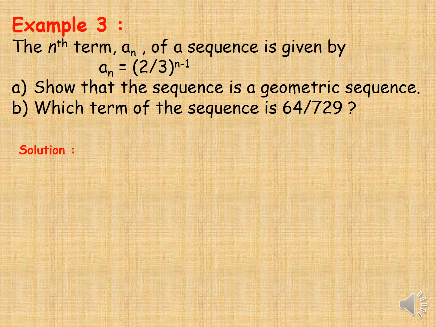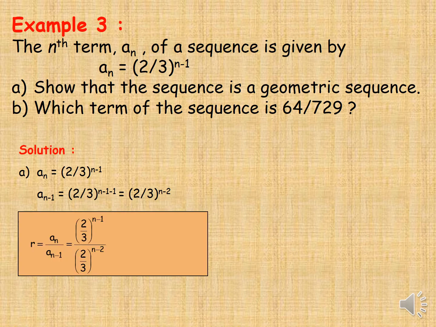Example 3. The nth term of a sequence is given by An equals 2 over 3 to the power of n minus 1. A. Show that the sequence is a geometric sequence. B. Which term of the sequence is 64 over 729? Given the An formula, to find the An minus 1 formula, we substitute n minus 1 into the formula. The answer for An minus 1 is 2 over 3 to the power of n minus 2.